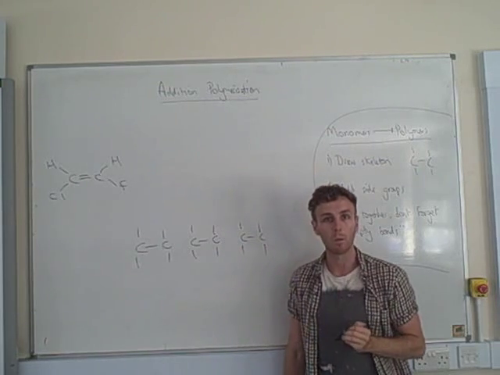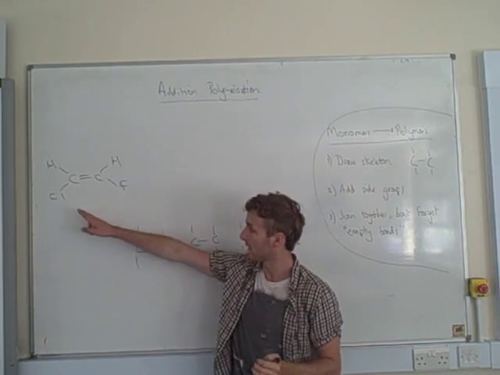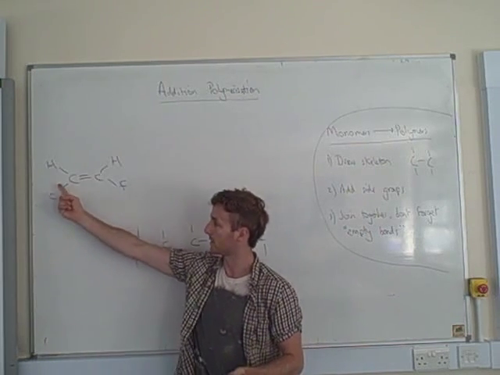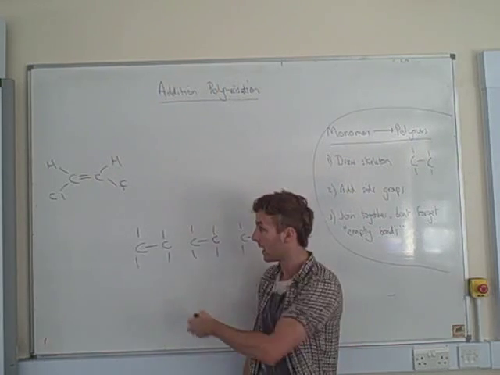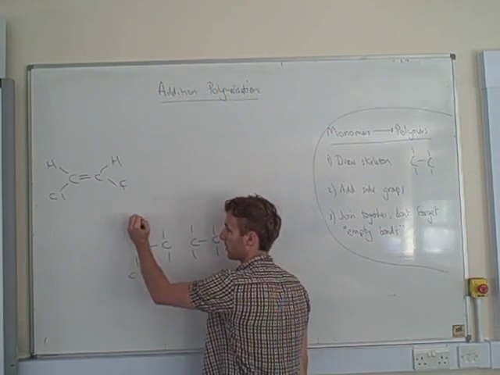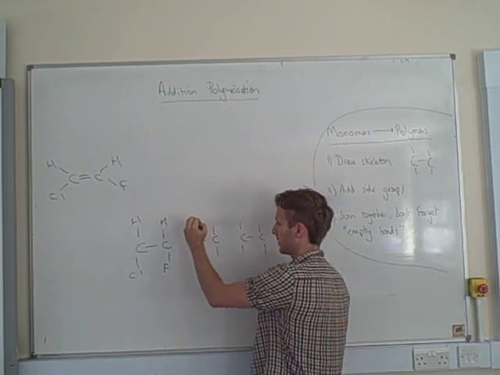Okay, so that's step 1. Step 2, I look at my different side groups. So on this first carbon, I've got a Cl and a H. On the second carbon, I've got a fluorine and a hydrogen. And I just add them on. And I do the same with my other 2 skeletons.